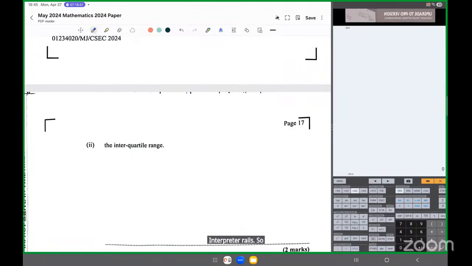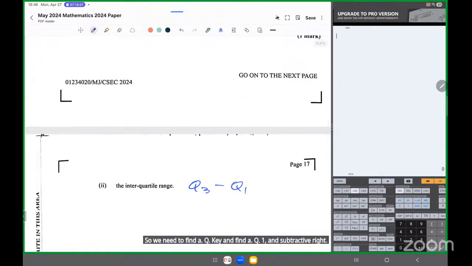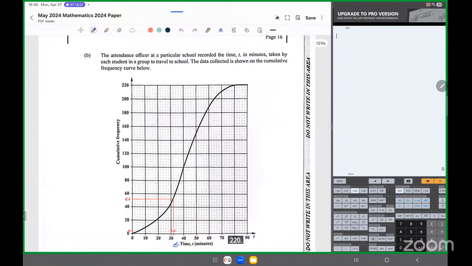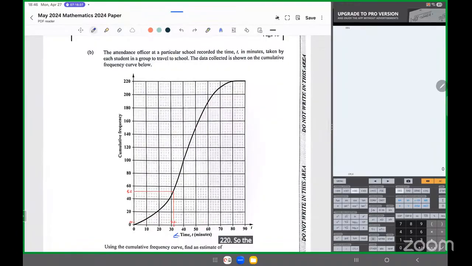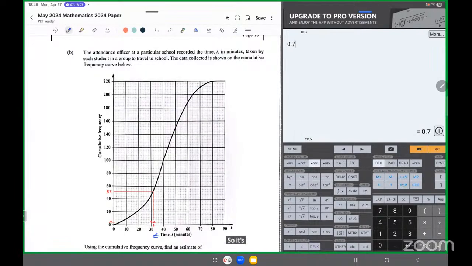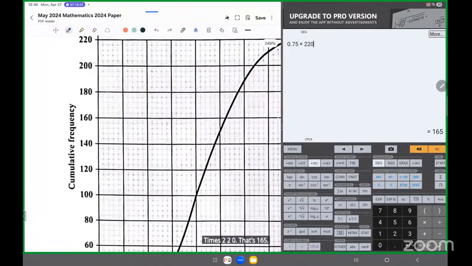Next question says the interquartile range. So the interquartile range, you remember now, is Q3 minus Q1. So we need to find the Q3 and find the Q1 and subtract them, right? So to find the Q3 now, how many students are there? 220. So the position of the Q3 is 3/4 of 220. Position of the Q1 is 1/4 of 220. See that? So let's work out what that is. 3/4 or 75%, so it's 0.75 times 220. That's 165. So we're looking for 165.